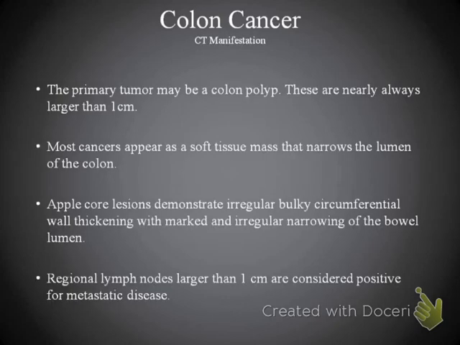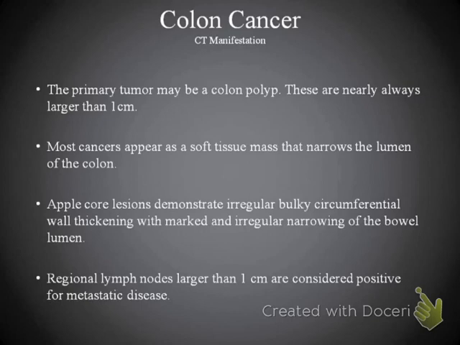So what it looks like on CT is quite simple. The primary tumor may be a colon polyp. These are nearly always larger than 1 centimeter, so you're looking for a polyp that is greater than 1 centimeter. Most cancers appear as a soft tissue mass that narrows the lumen of the colon. Apple core lesions demonstrate irregular, bulky, circumferential wall thickening with a marked and irregular narrowing of the bowel lumen. Regional lymph nodes larger than 1 centimeter are considered positive for metastatic disease.